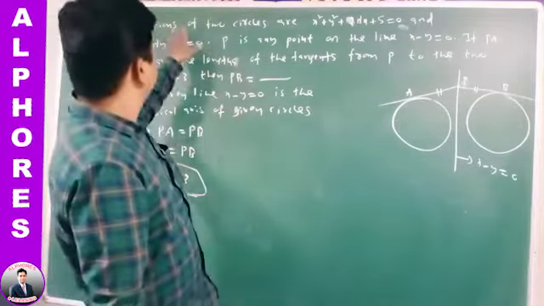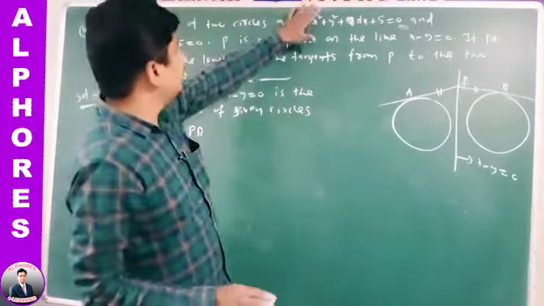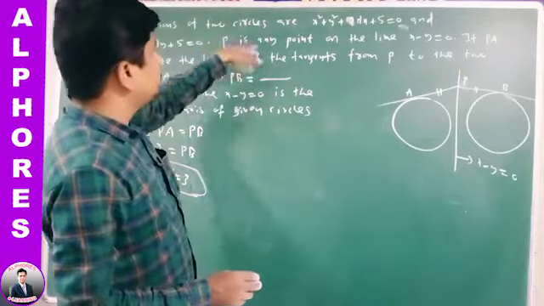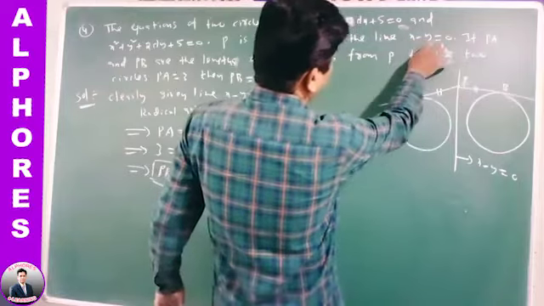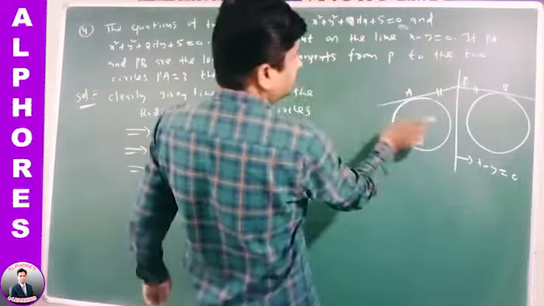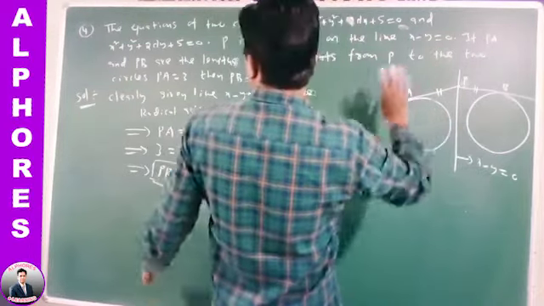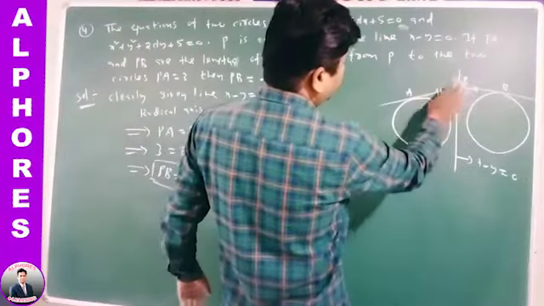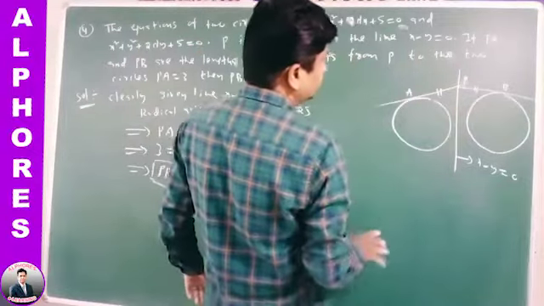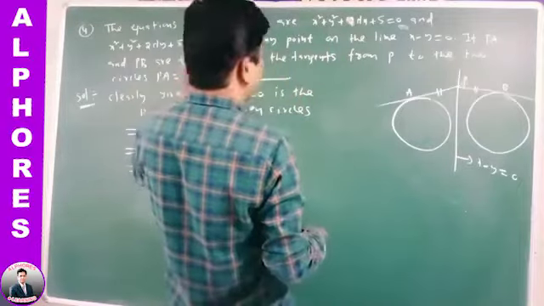Here, in the question, two circle equations are given. P is any point on the line x minus y equal to 0. Actually, x minus y equal to 0 is the radical axis of the given two circles, and PA and PB are the lengths of the tangents from the point P to the given two circles. PA value is given as 3, then PB equal to what?